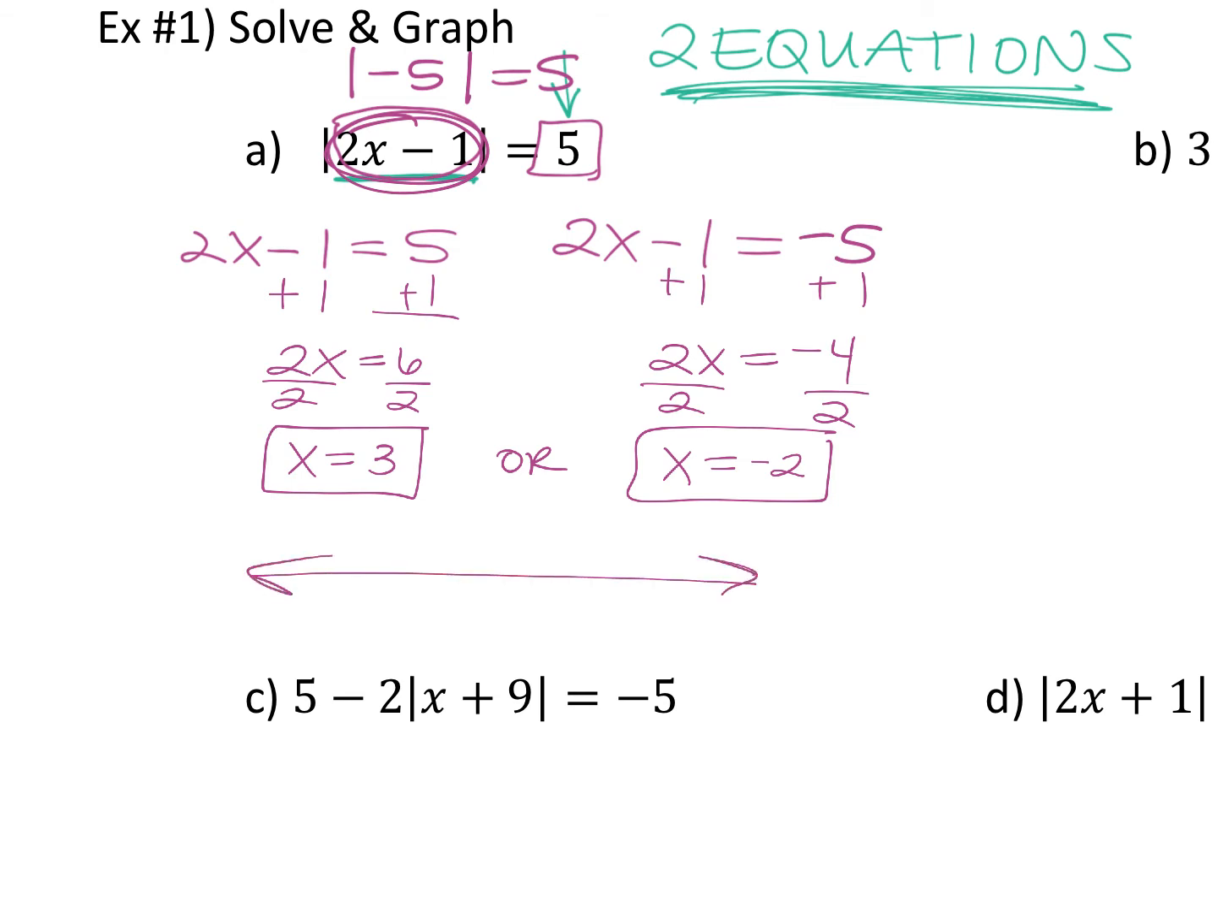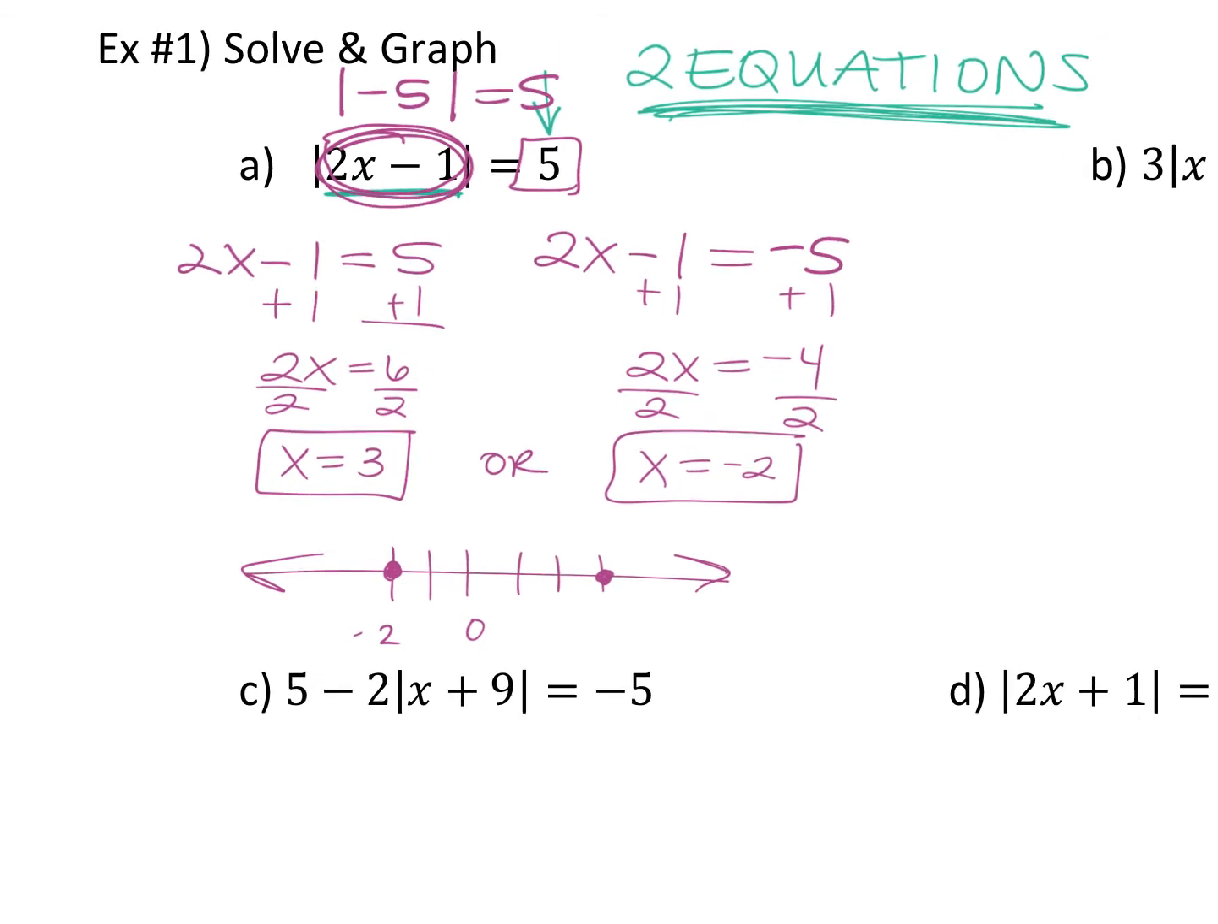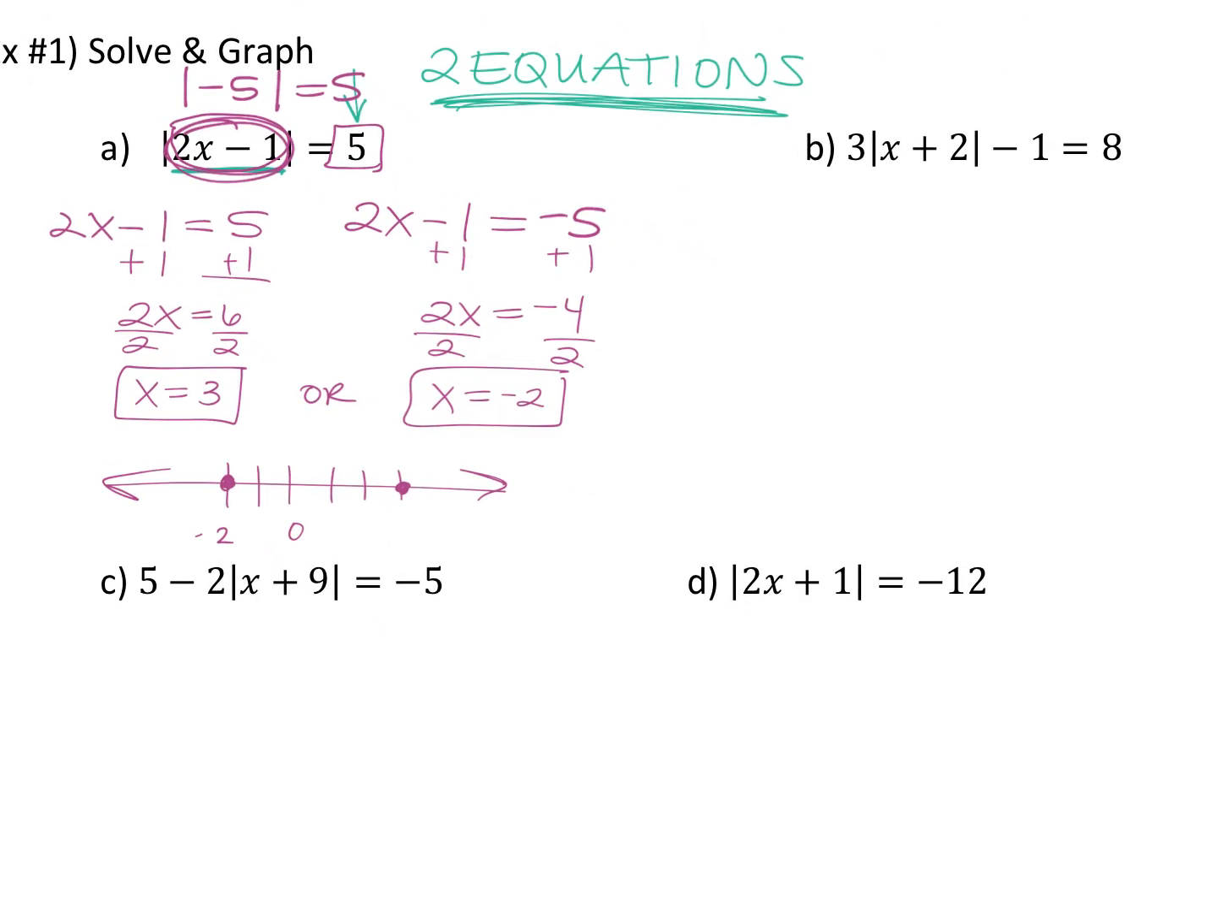It says graph. I don't really ever make you graph these, but here's how you would graph it. So if this is negative 2, 0, 1, 2, 3, x equals 3 would be here. X equals negative 2 is there. They're equations, so there's no arrows. There's no shading, okay? That's the only one we're going to graph because I really don't make you graph those.